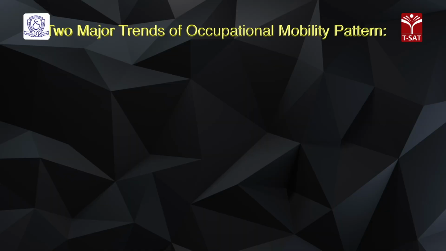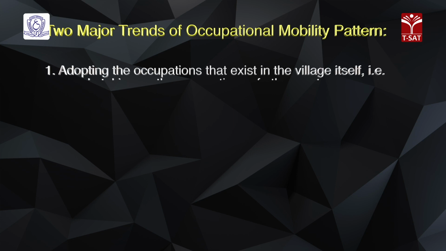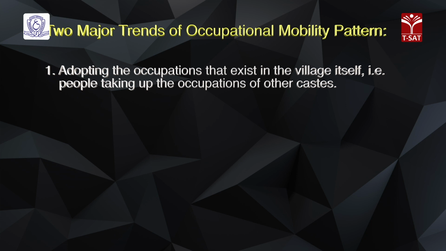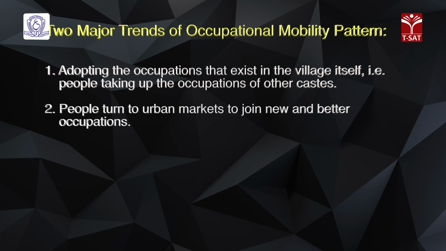Now students, let us understand what is urban-ward movement. Closely associated with inter and intragenerational occupational mobility is the movement of people from one place to another, more so towards urban centers. And obviously, such a movement is directed towards seeking more rewarding jobs. Two major trends can be discerned in respect of occupational mobility pattern. One, adopting the occupations that exist in the village itself, like people taking up the occupations of other castes, or two, people turn to urban markets to join new and better occupations.